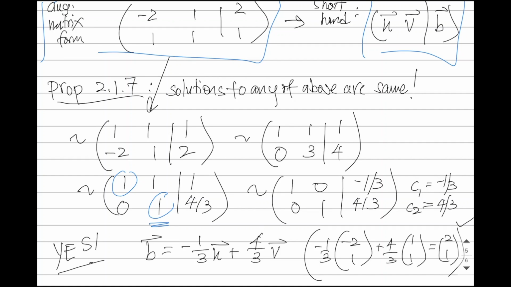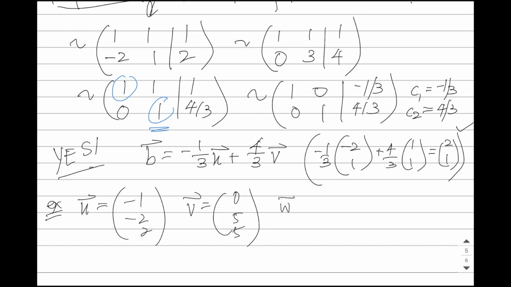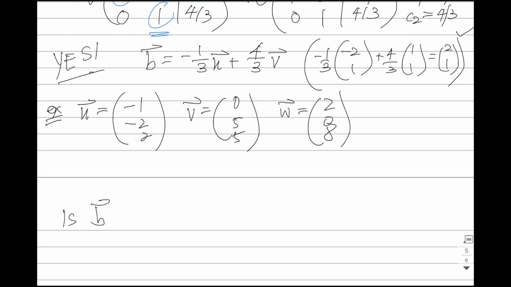We are going to be concerned with, can I write something as a linear combination? Is it possible for me to do it? And you're going to find that sometimes you will be able to do it like we did there, and sometimes you won't. So for example, if I now give you this set of vectors, U is negative 1, negative 2, and 2, V is 0, 5, and 5, and W is 2, 0, 8. Is B, this vector that I'm going to write down here, negative 5, 11, negative 7, a linear combination of these above vectors?